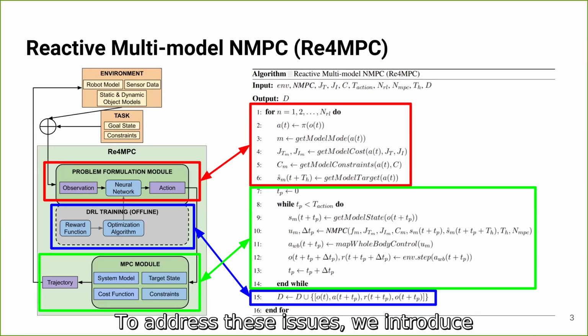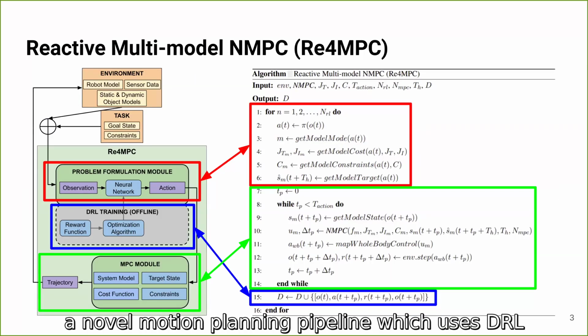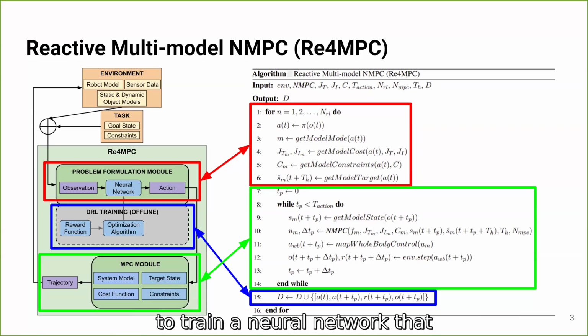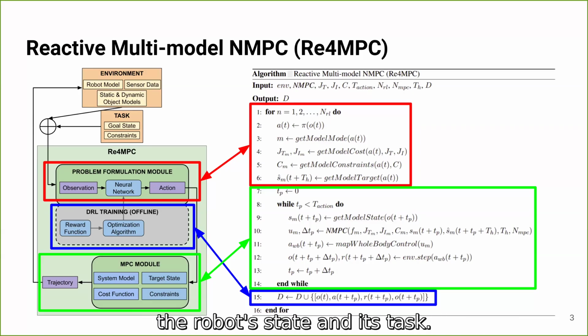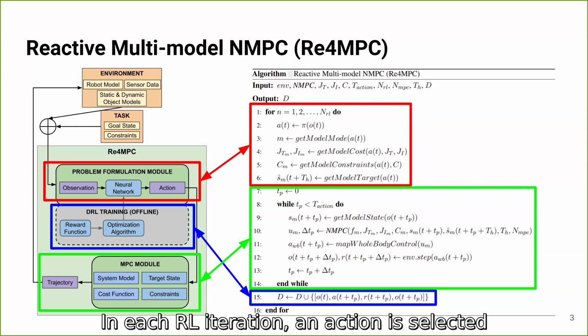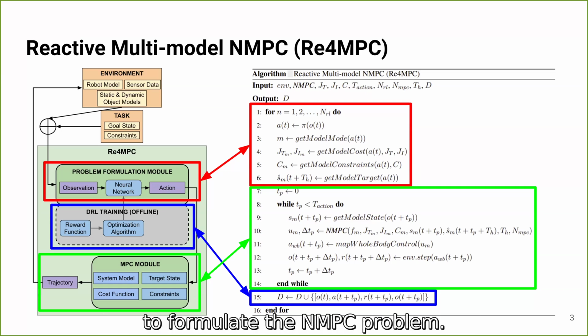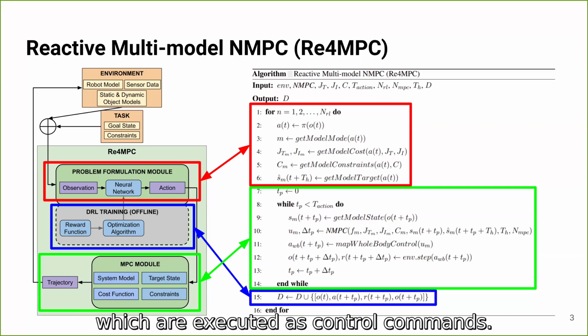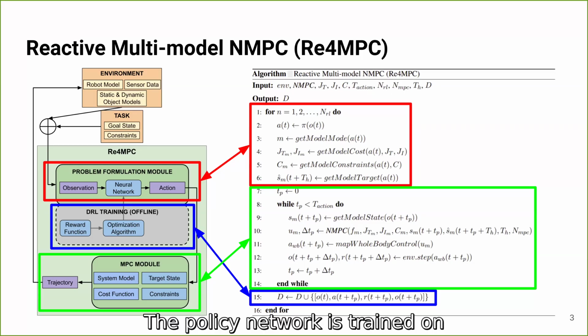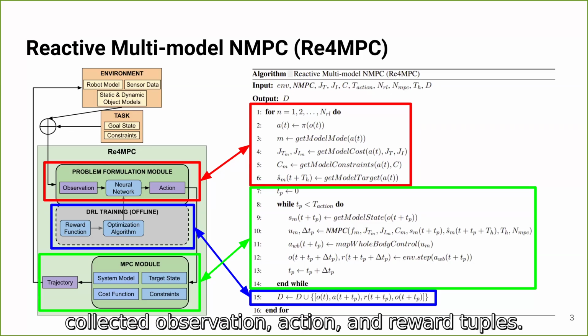To address these issues, we introduce a novel motion planning pipeline which uses DRL to train a neural network that adapts nonlinear MPC settings based on the robot's state and its task. In each RL iteration, an action is selected to formulate the NMPC problem. Then NMPC iteratively calculates trajectories which are executed as control commands. The policy network is trained on collected observation, action, and reward tuples.